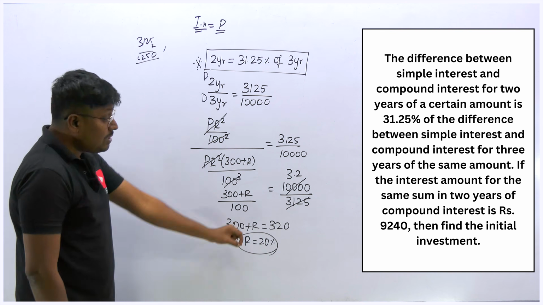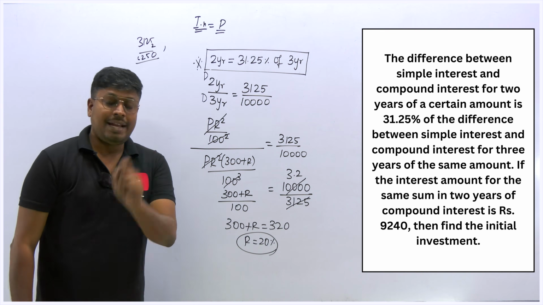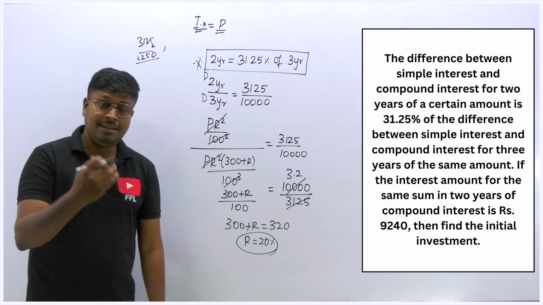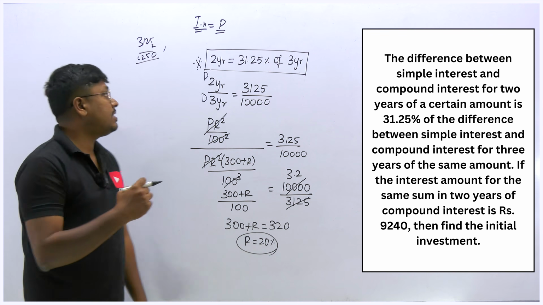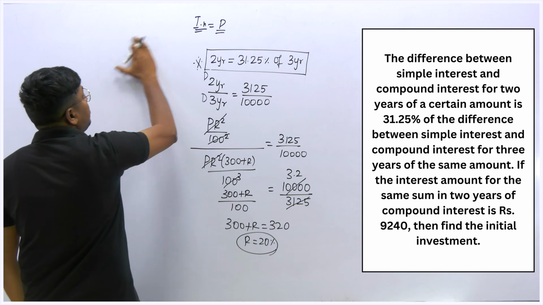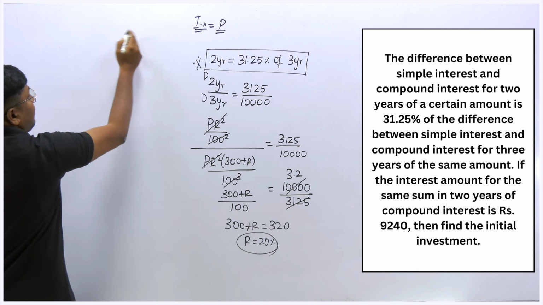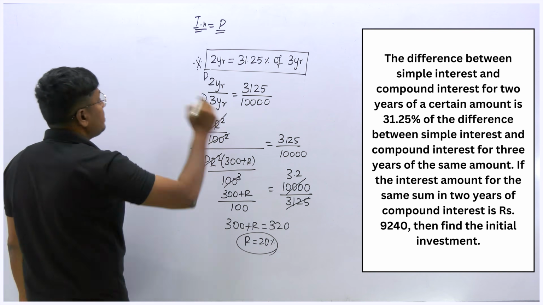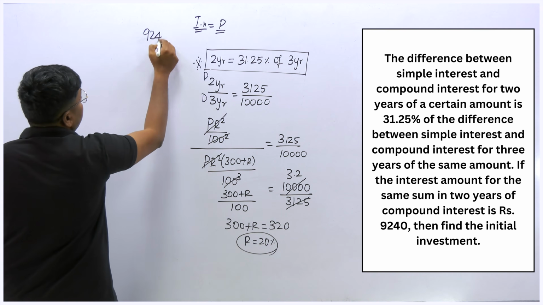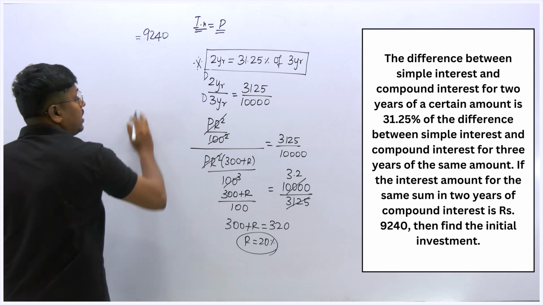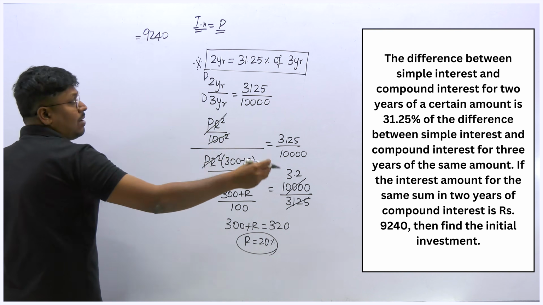So now this is not the final answer, because we got the rate of interest as 20%, but still we have to find what is the invested amount. The invested amount is easy to find. Why? Because they have given one value, that the compound interest is 9240. So 9240 is the compound interest that was received by the person for 2 years on the same sum.